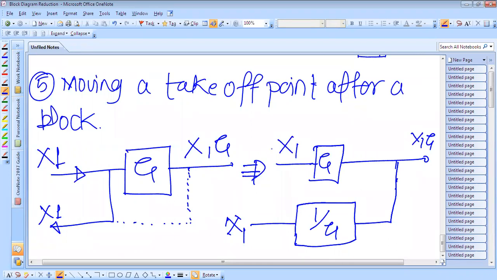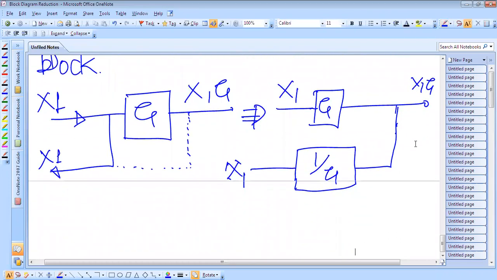So here we have moved the take up point after a block. When you move the point after the block, this signal also gets multiplied by this. So we have to make one more block and the gain of that block will be the reciprocal of this gain, so that it gets cancelled and the output will remain the same, that is x1 here, and here the output is also x1g. So this is rule number 5.